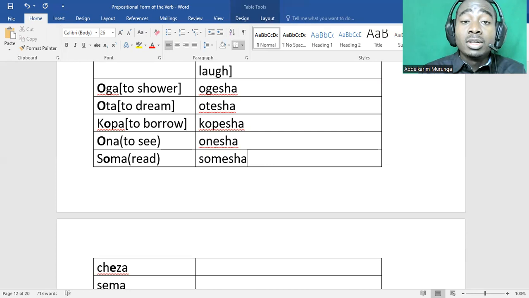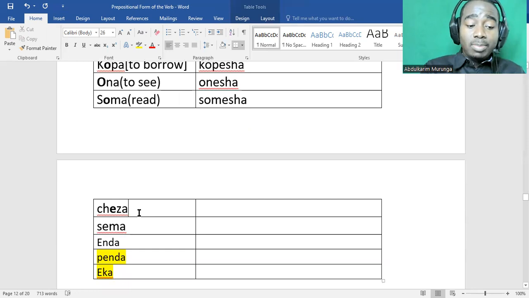If you are a parent, you pay school fees for your children. Then you say, ninasomesha watoto wangu. I am educating my kids by paying school fees for them.